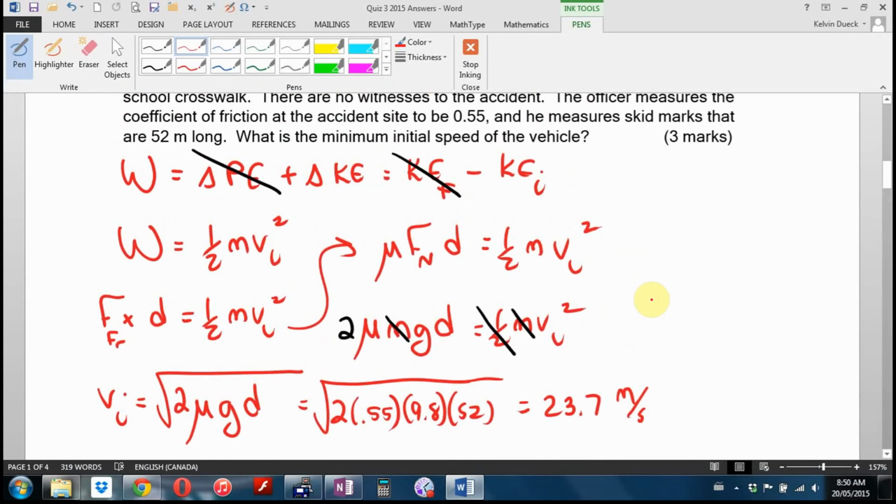For 3 marks, first of all, if you got the right answer, Natasha, 3 out of 3. 1, 2, 3, 4, 5. I was hoping there were like 6 lines of work. Well, you know what? I would almost certainly give you 1 mark if I saw work equals change in potential. Plus, I would give you 1 mark if I saw force of friction times distance equals a half mv initial squared. Actually, I'm even going to say no marks for that. I would give you 1 mark if I saw VI equals the square root of 2 mu g d, and I would give you 1 mark for the answer. Really, this should probably be a 4-mark question, because that's a lot of, no pun intended, work.